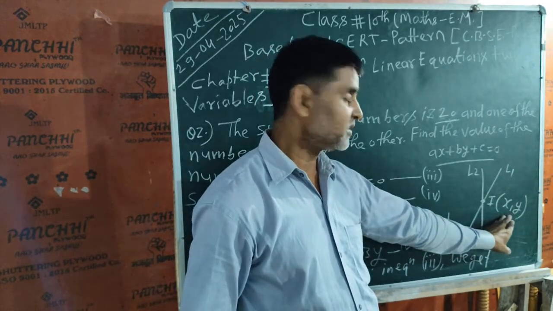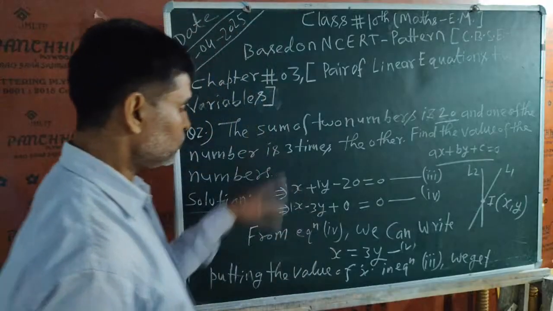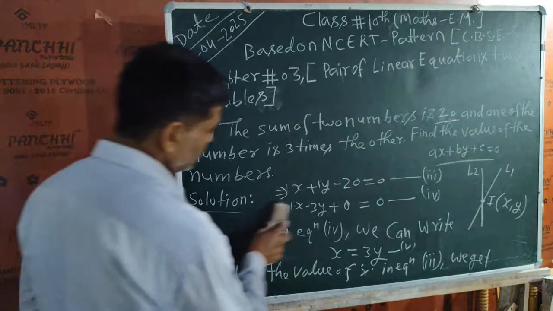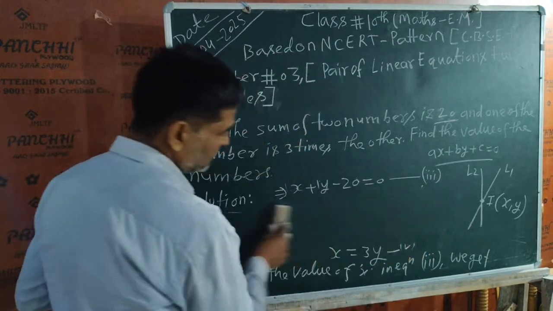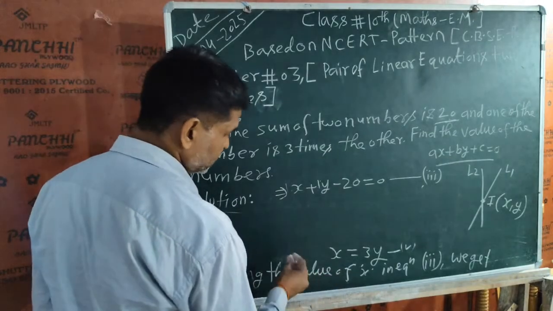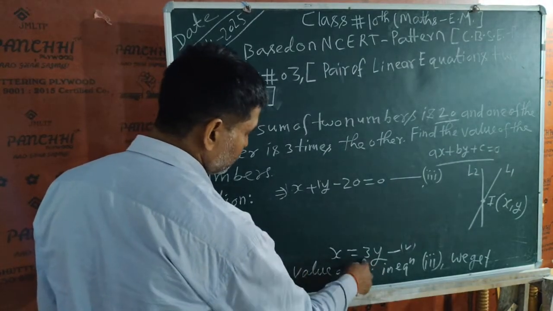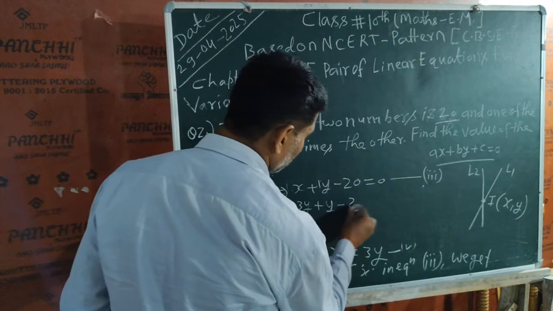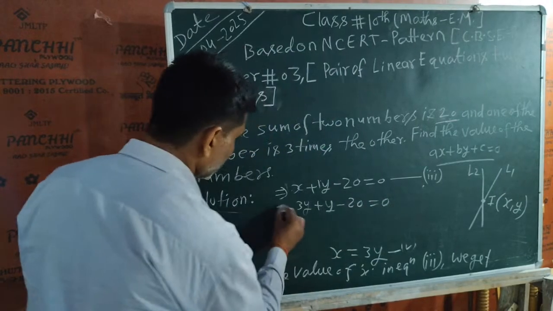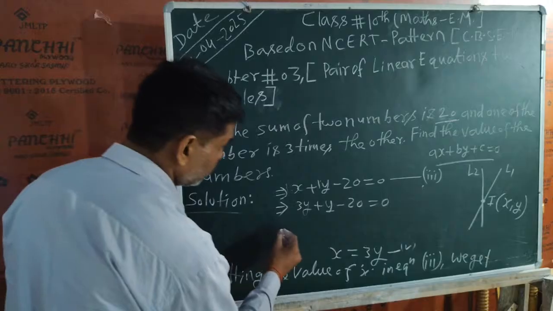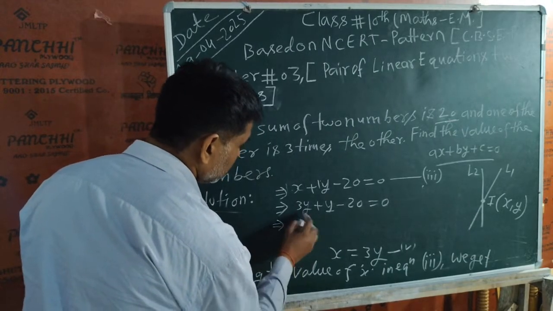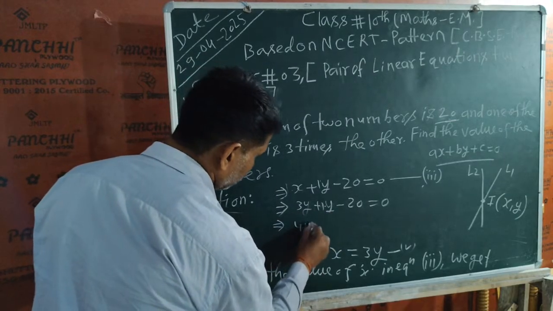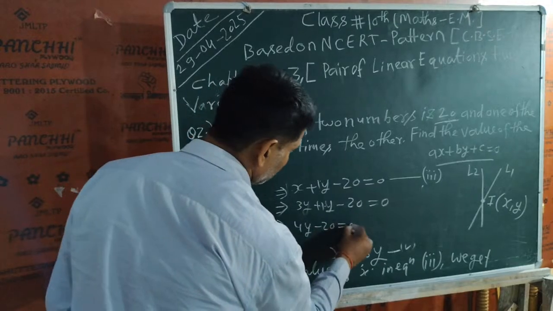Okay, student. So this is the requirement of this question. Okay, students, you concentrate here. I am going to evaluate its value. Now I am going to erase this information, because here we have to find its value. So in the place of x I have to put 3y. So here 3y plus y minus 20 is equal to 0. That implies 3y and 1y will be 4y minus 20 is equal to 0.